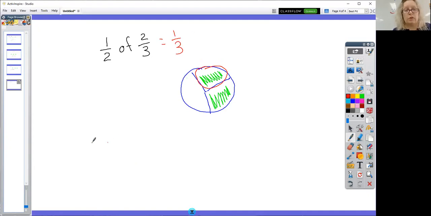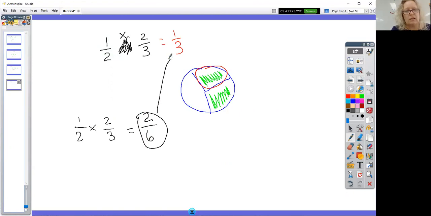So the trick with multiplying 2 fractions together is that you multiply the top numbers. So let's stop using this word "of" and replace it with the symbol for of. Okay, so 1/2 times 2/3 equals, now if I multiply those top 2 numbers, 1 times 2 is 2, and 2 times 3 is 6. I'm hoping that you can see straight away that 2/6 is the same amount as 1/3.